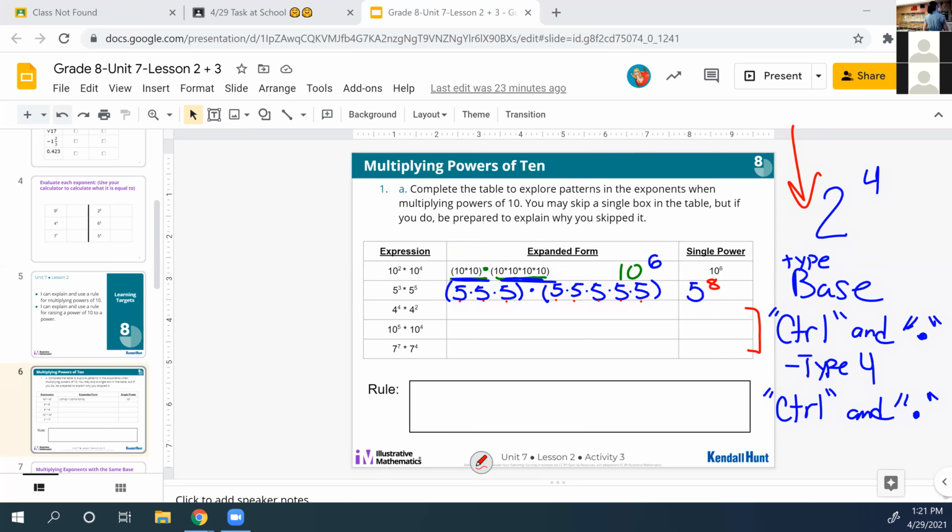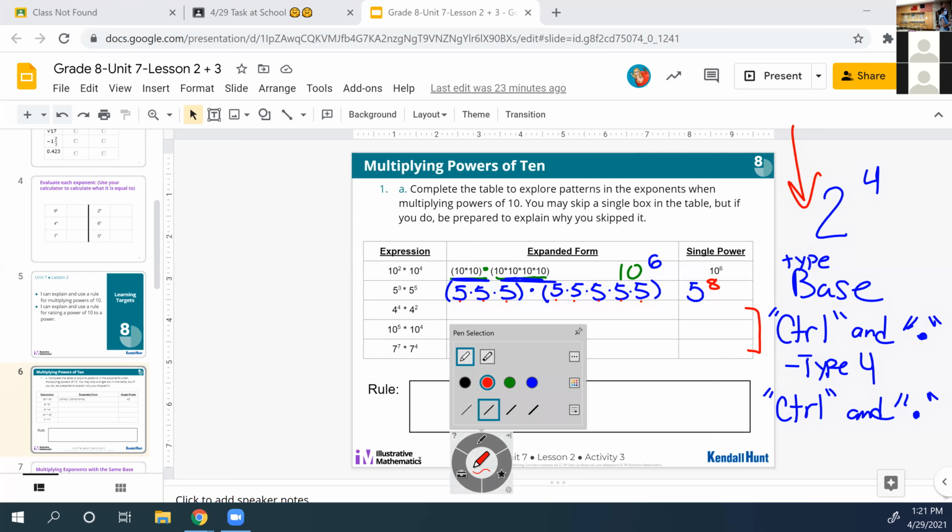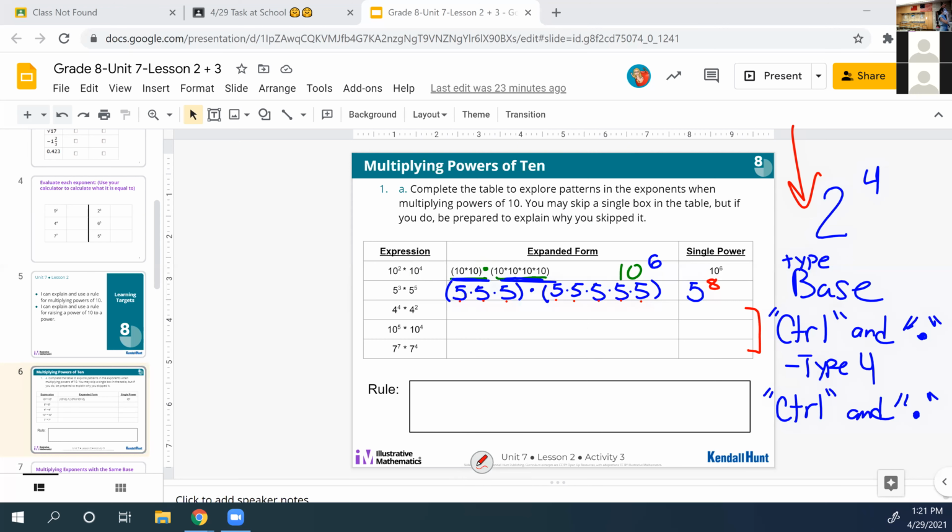Okay, so let's take a look at, question? No? Okay. I'm going to make my pen a little bit smaller so that it writes a little bit better. So now we're looking at four to the fourth times four to the second. That's like saying a group of four times four times four times four. And we're multiplying it by four how many times in the second group? Very good job, Bridget. Four, two times. Very good.